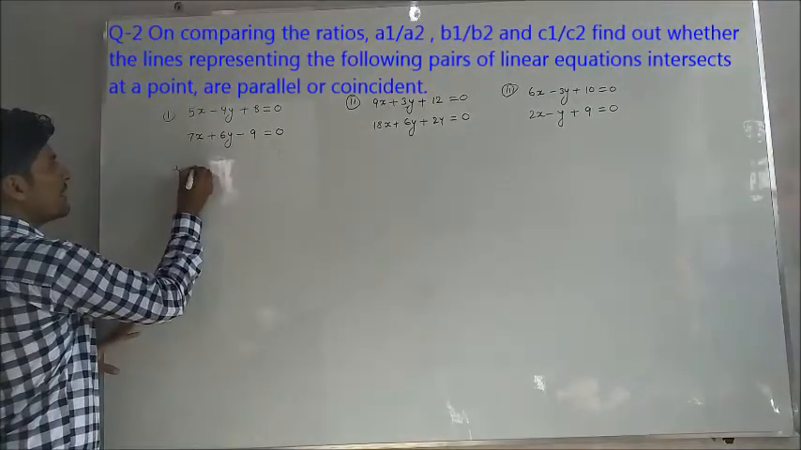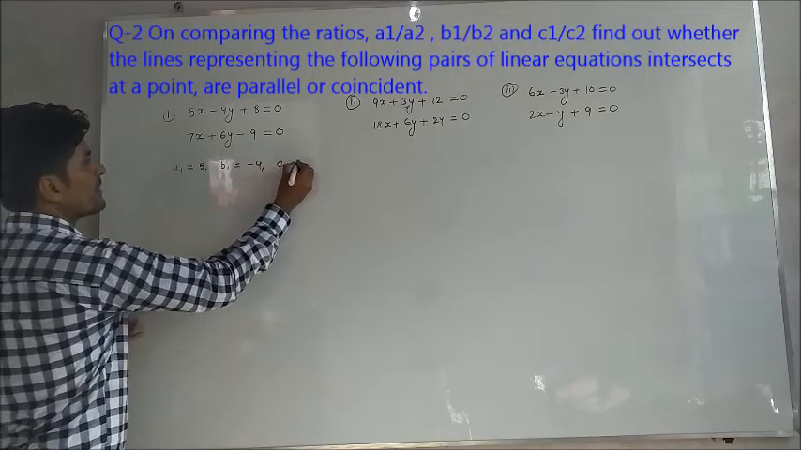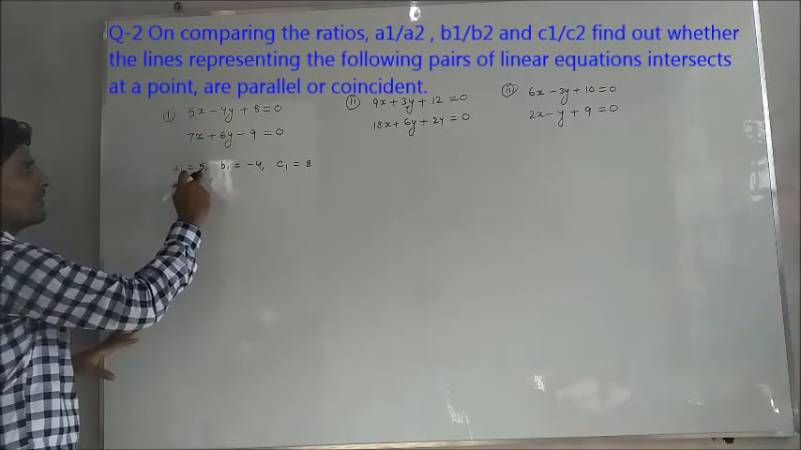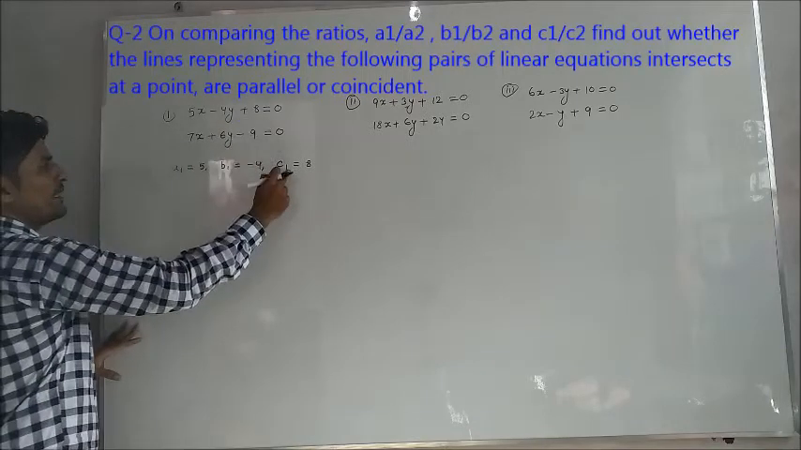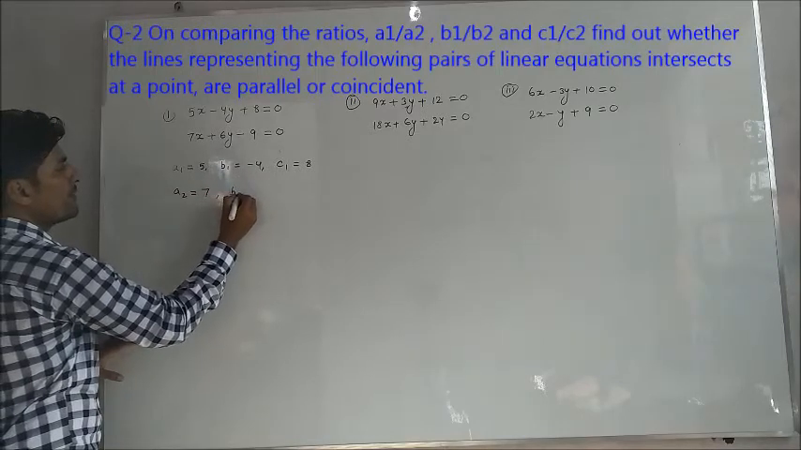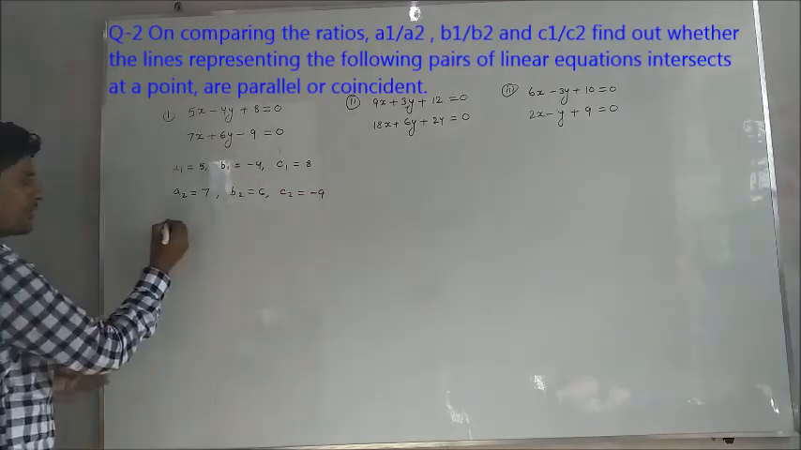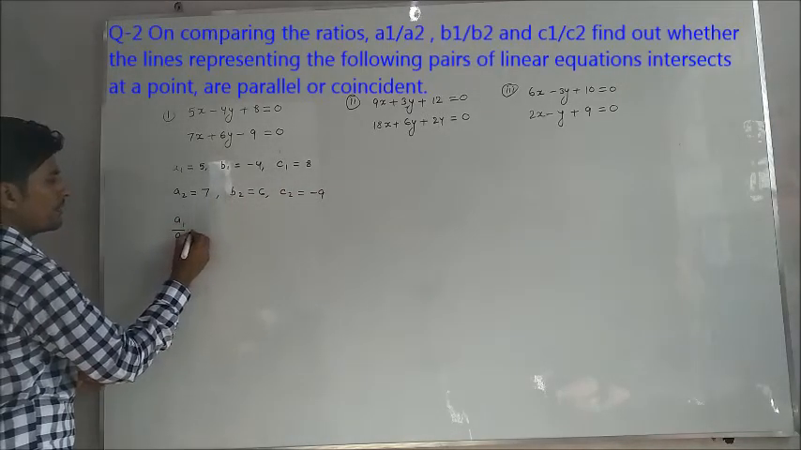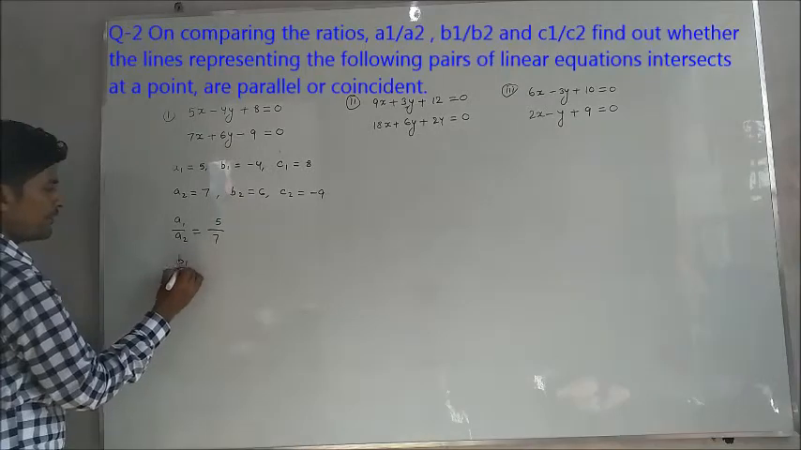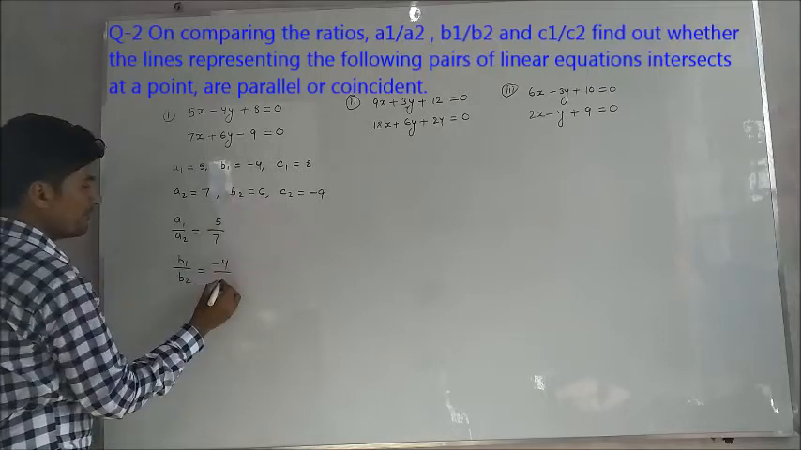Here a1 equals 5, b1 equals minus 4, c1 equals 8. The coefficient of x from the very first equation will be a1. This will be b1. This will be c1. Similarly, we can write the values of a2, b2 and c2. a2 equals 7, b2 equals 6, and c2 equals minus 9. Now we are going to find out a1 upon a2. Value of a1 is 5, value of a2 is 7. Now we are going to find out b1 upon b2. Value of b1 equals minus 4, while b2 equals 6.